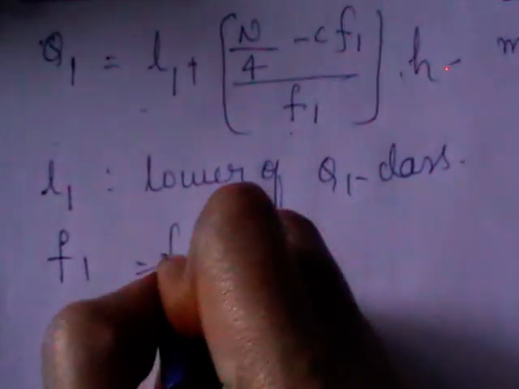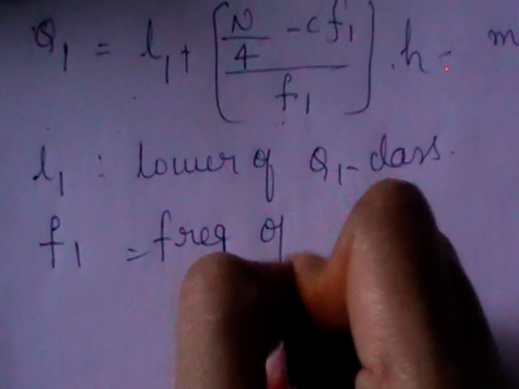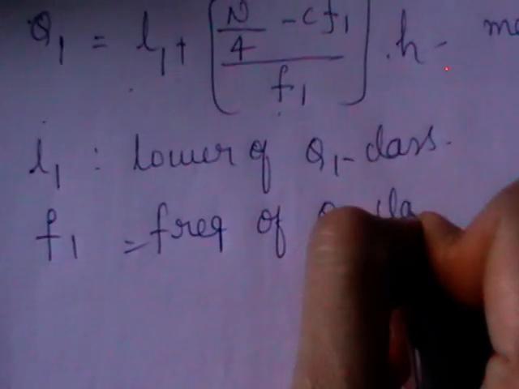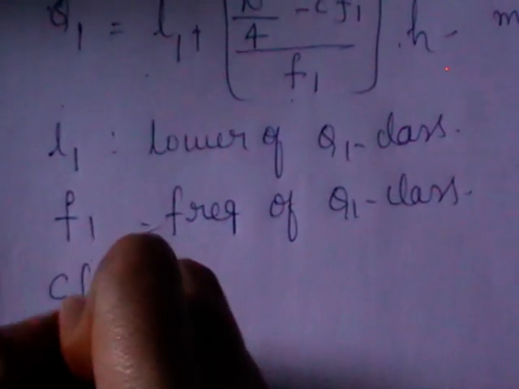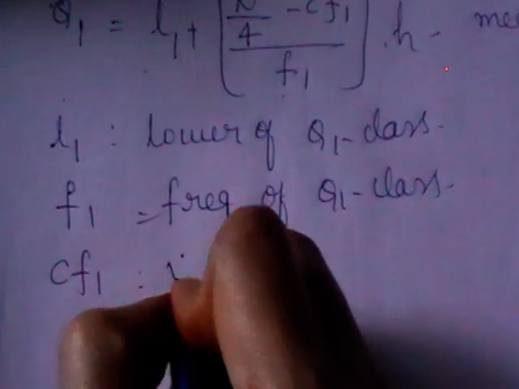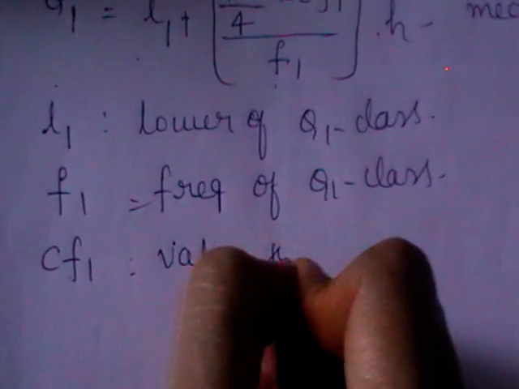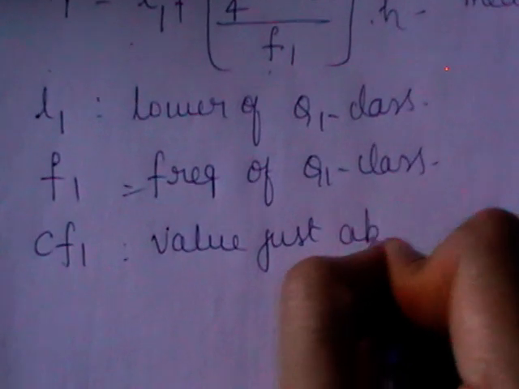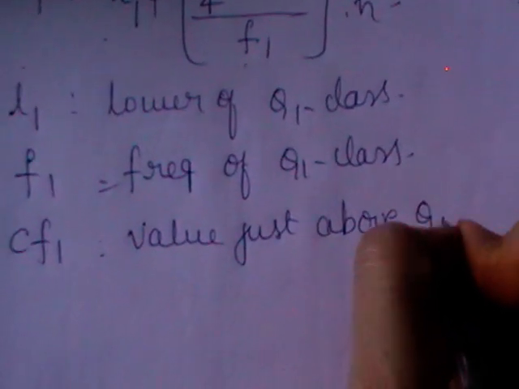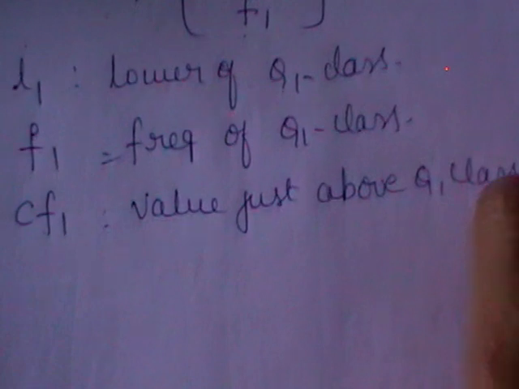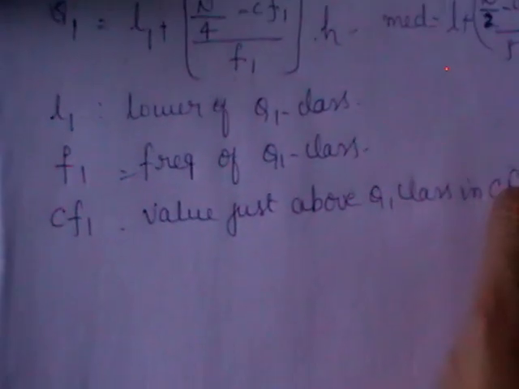F1 is the frequency of the Q1 class. CF1 is nothing but the value just above the Q1 class in the CF column.